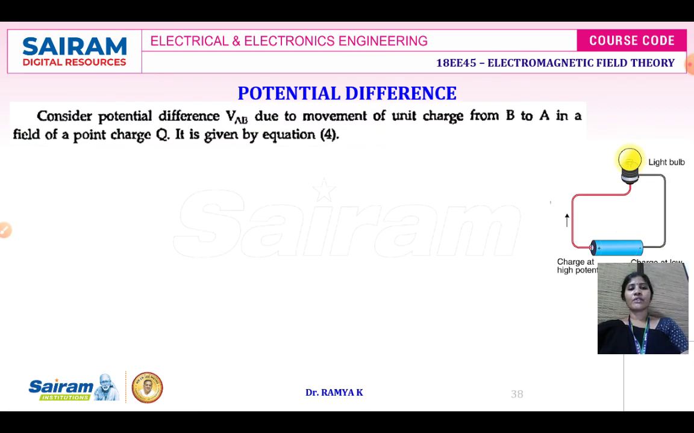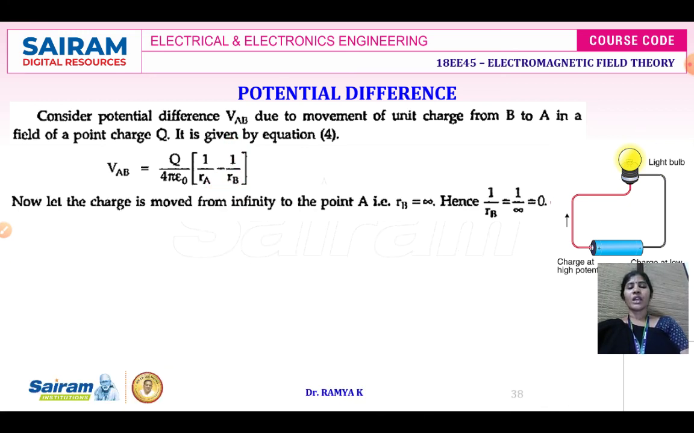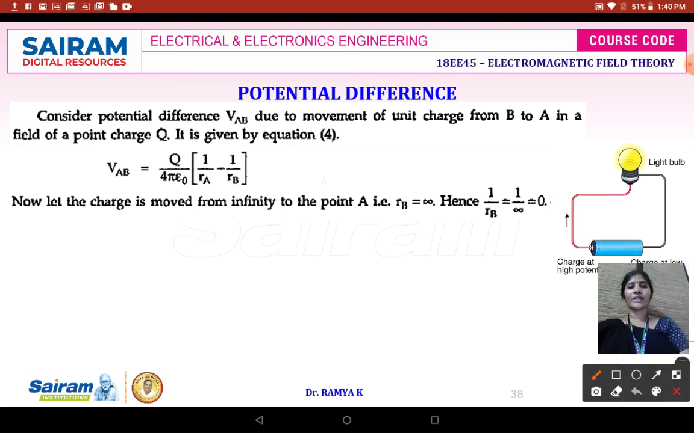Therefore, the potential difference between the 2 points can be written as VAB, which is equal to Q divided by 4 pi epsilon naught times (1 divided by RA minus 1 divided by RB). Whatever analysis we have done is with respect to the point charge located at the origin. If the point charge is not located at the origin, then we need a different type of analysis, which we will be discussing in the next class.